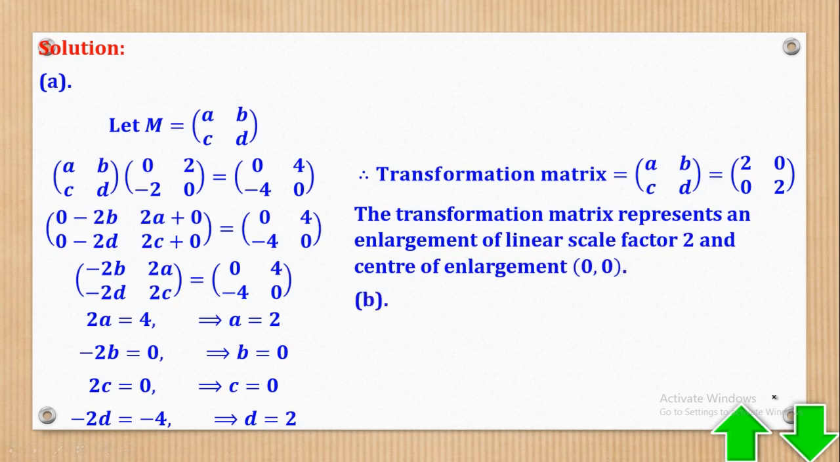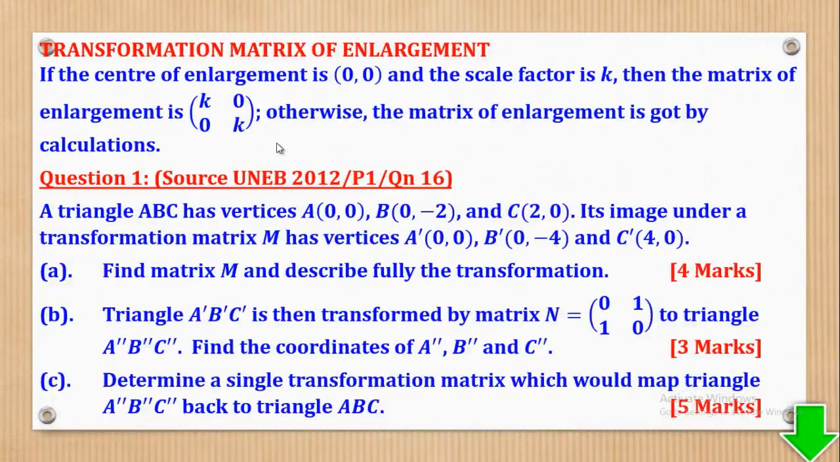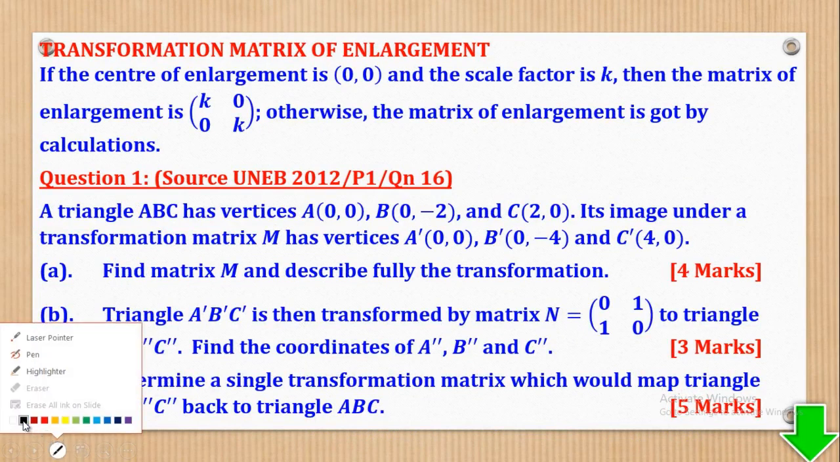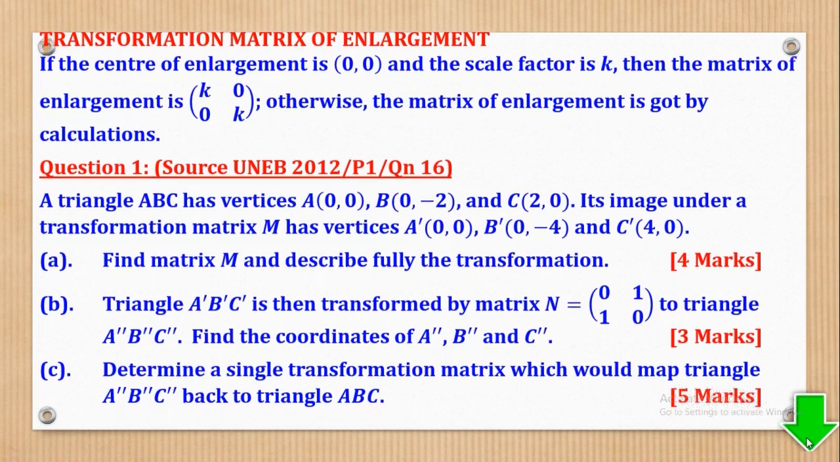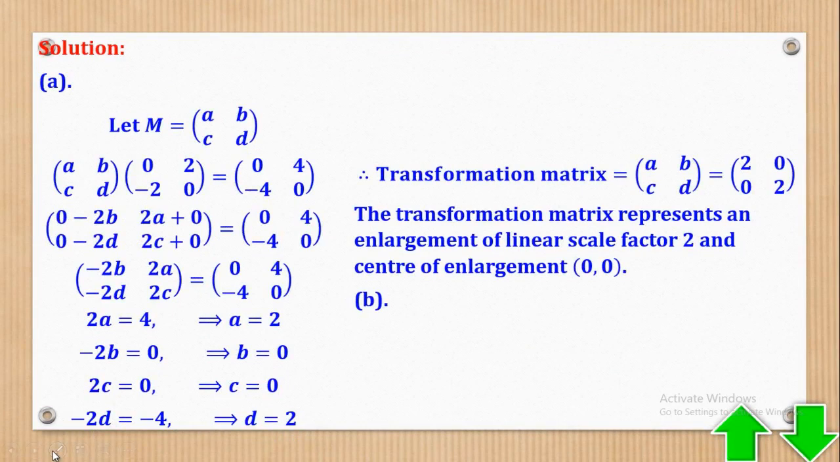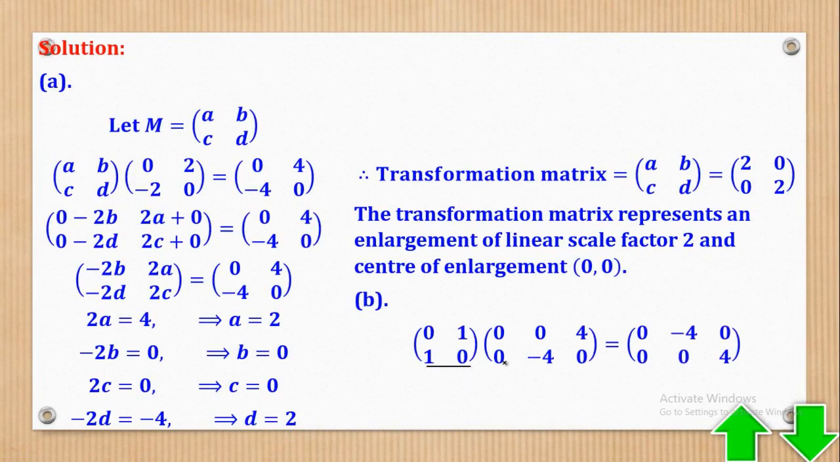Then part B said the triangle A prime, B prime, C prime is then transformed by matrix N, which is [0 1; 1 0], to triangle A double prime, B double prime, C double prime. Find the coordinates of A double prime, B double prime, and C double prime. So this matrix with this image will come up with that. Therefore A double prime is that, B double prime is that, and C double prime is that.